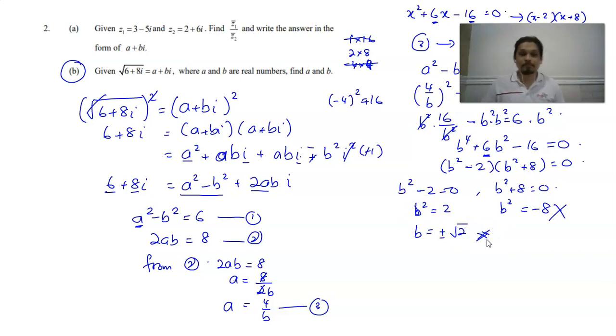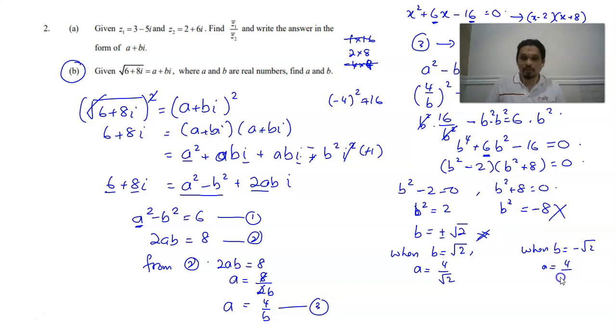Okay. So then there's two sets of answers here. b equals plus or minus square root of 2. So when b is square root of 2, then a equals 4 divided by square root of 2, and when b is negative square root of 2, then a equals 4 divided by negative square root of 2.